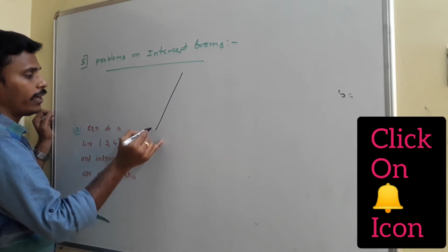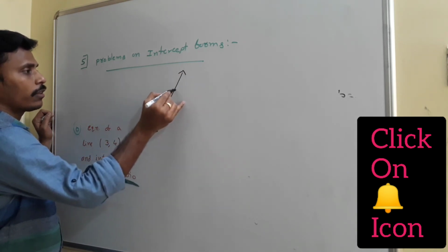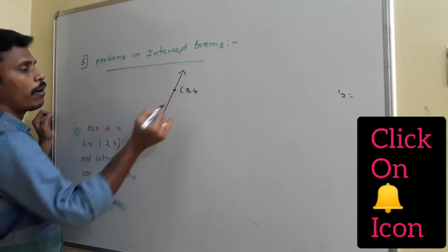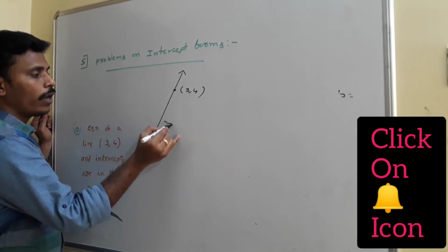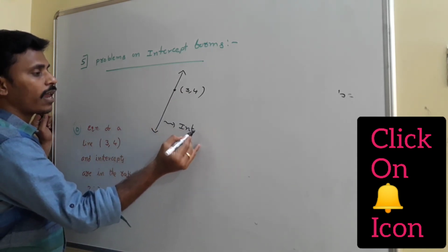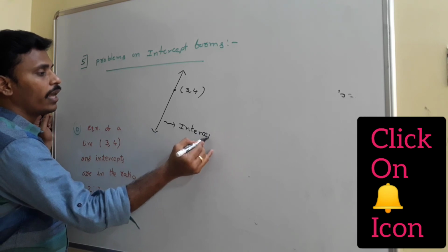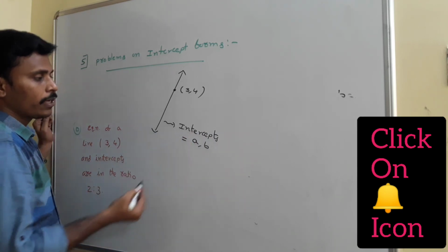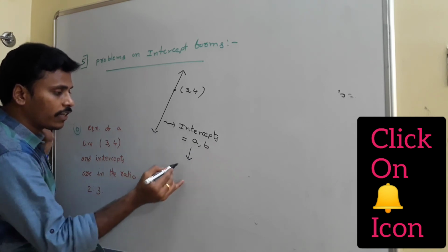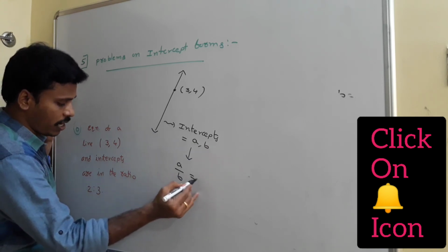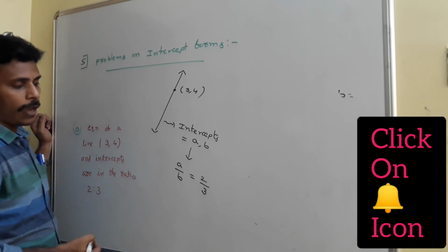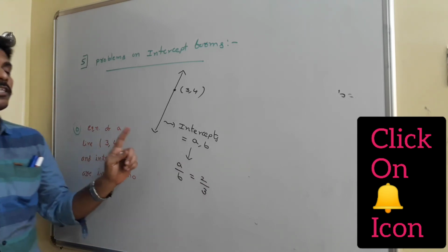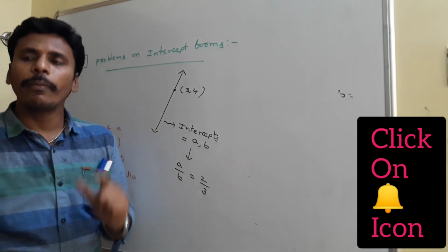For suppose I have a line. According to this question, the point on the line is 3 comma 4. And suppose you let the intercepts of this line be some a comma b. The usual symbols are a comma b. And as per the given condition, the ratio between a and b is 2 by 3. And now we need to find this particular equation. We have many ways to find it.